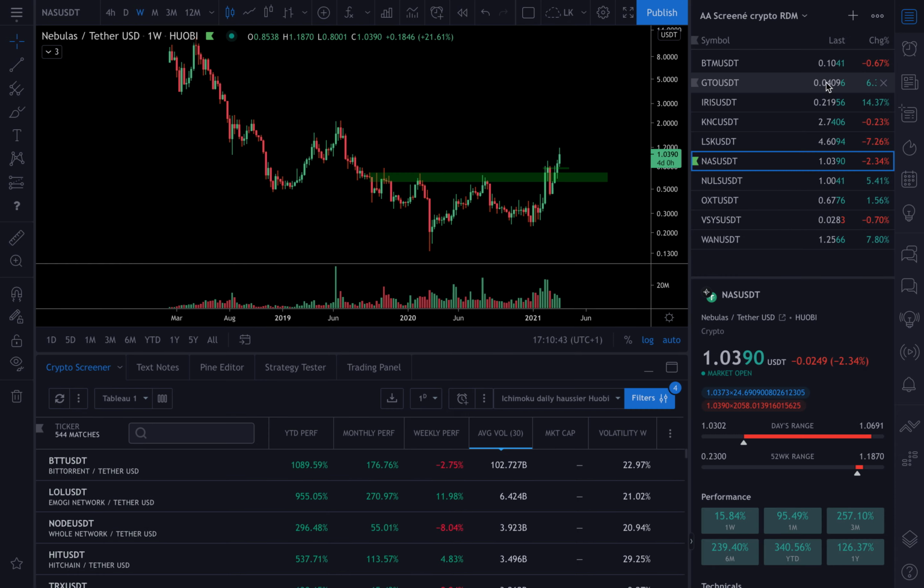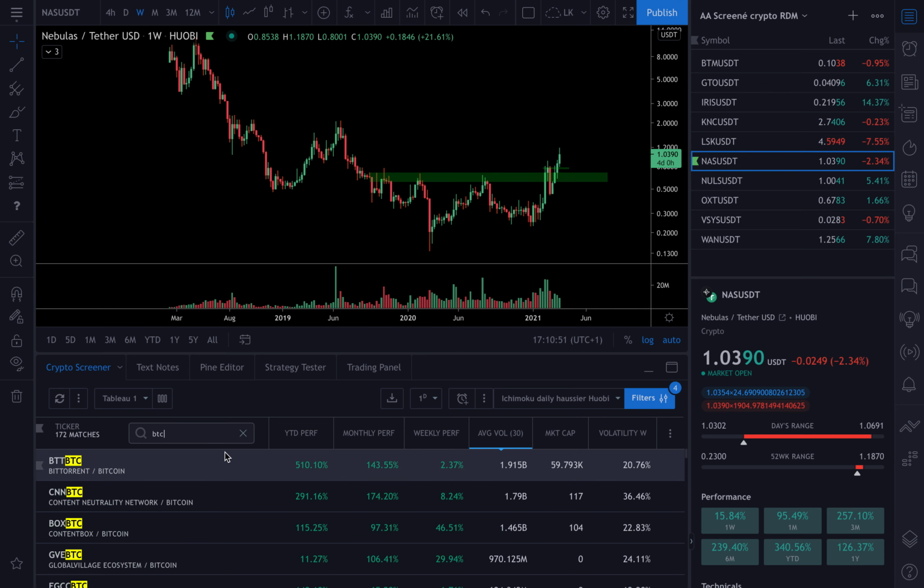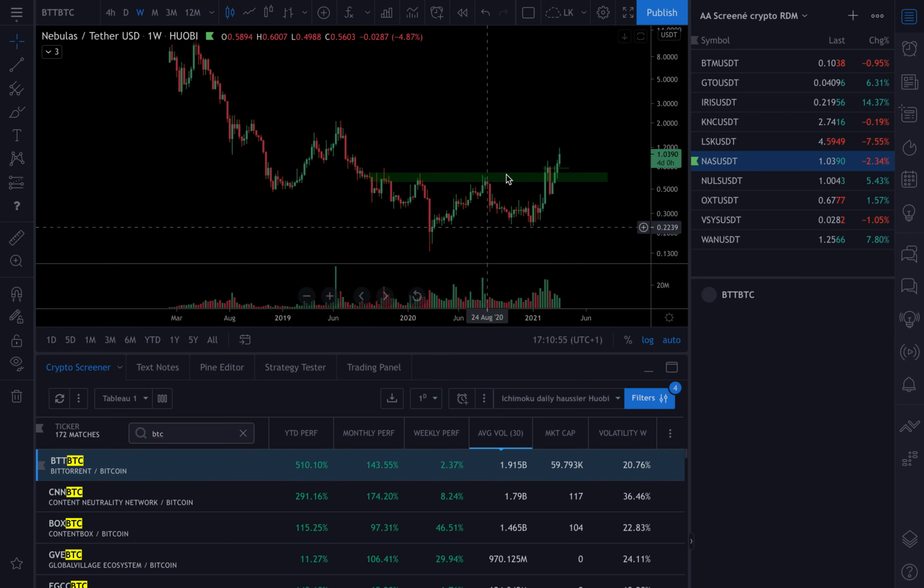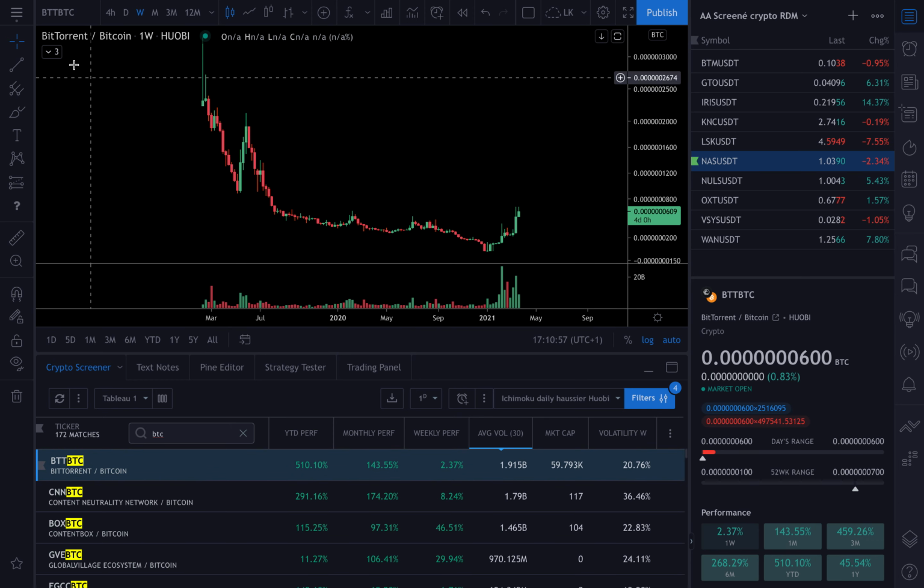I'm not going to detail them. I detailed them in another video about Ichimoku. And then I look for USDT. Well, now we're going to use BTC because it's going to be more obvious. And you have the BTC pairs that are bullish according to Ichimoku on that thing.